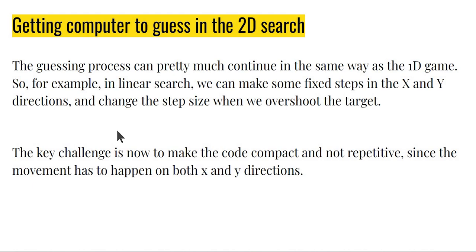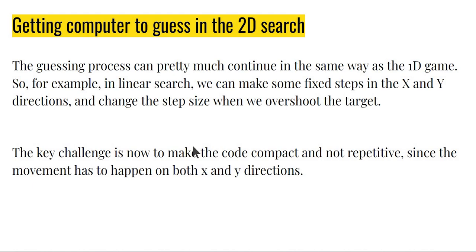So, really the process can continue pretty much like it was doing in the one-dimensional game. Basically, for example, in linear search, we can make some fixed steps in X and Y directions, keep changing the step size as we overshoot the target so that we make sure that we converge. The challenge really is that how do I make this code compact and not repetitive? Because now we are dealing with movement on both X and Y directions.